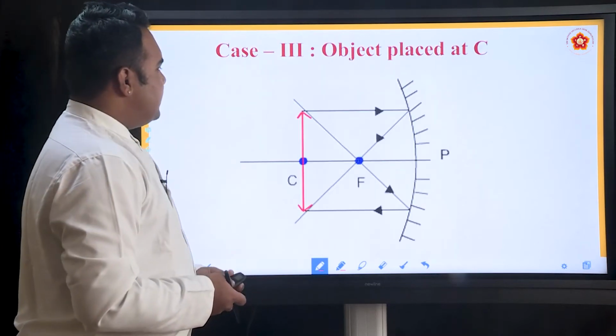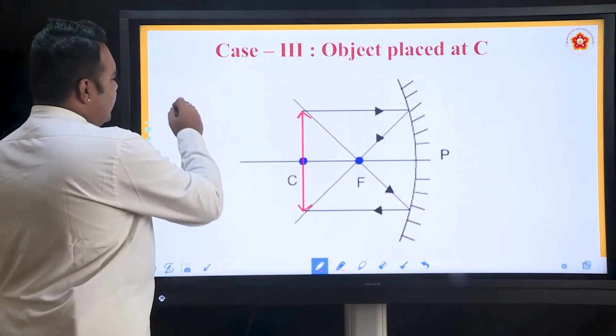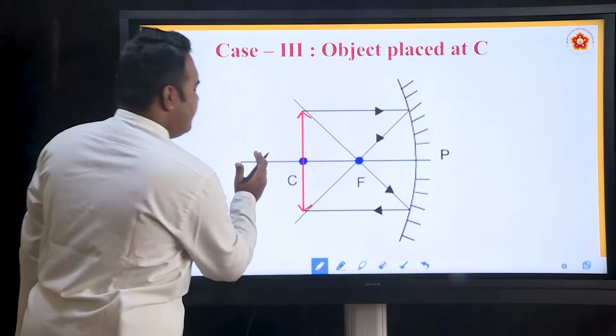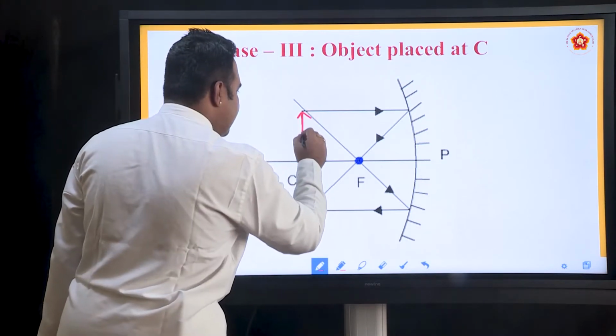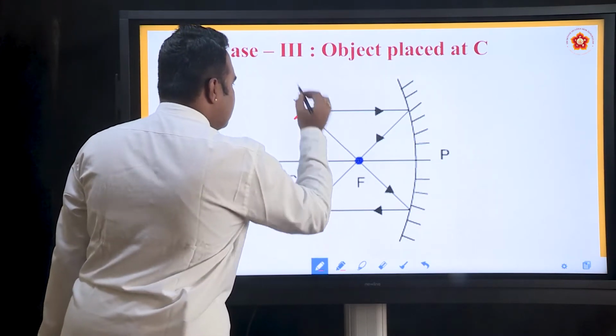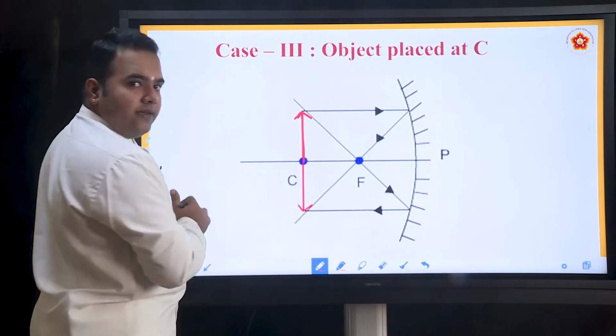Let us go to the case 3. Now, what did we do initially? Object at infinity, object beyond C. Now, object is placed exactly at C. The object is placed at C.